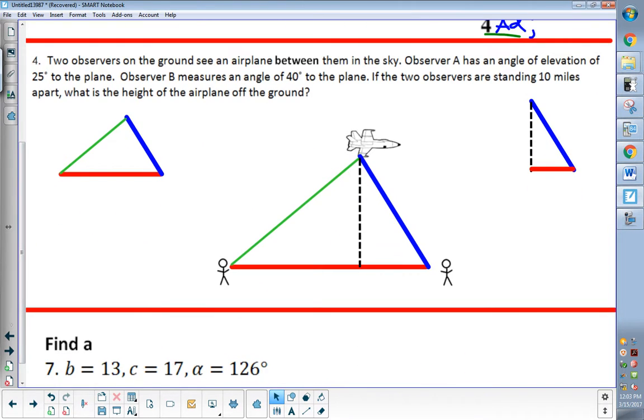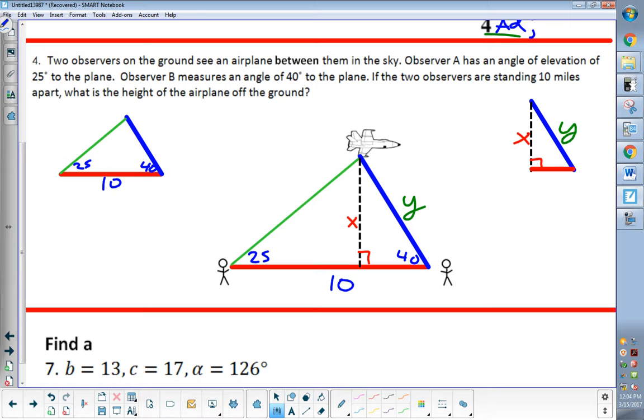Number 4, you have 2 observers on the ground and an airplane between them. The 2 people are 10 miles apart. There's a 25-degree angle on one of them, and the other one is 40. So we have something like this. When we set up this problem, our ultimate job is to solve for the height, to solve for x. In order to find x, that's a right angle. The first thing I'm going to do is solve for y, this side over here. To solve for that side, we're going to look at the bigger triangle first.